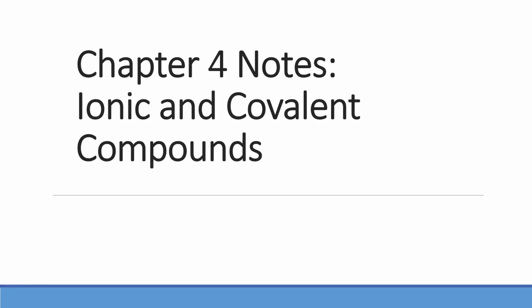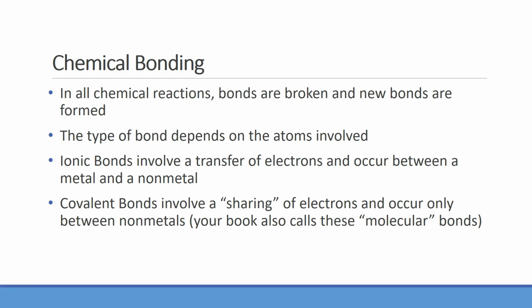In this video we're going to talk about ionic and covalent compounds. In chapter 4 we've talked a lot about chemical changes, and all chemical changes or chemical reactions involve breaking bonds and making new bonds. And there's two major types of bonds in chemistry. The first are ionic bonds and the second are covalent bonds.